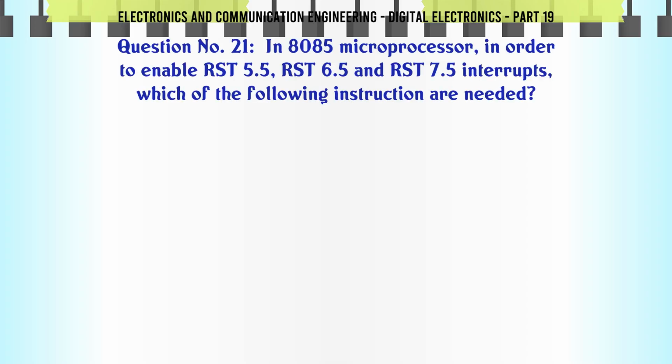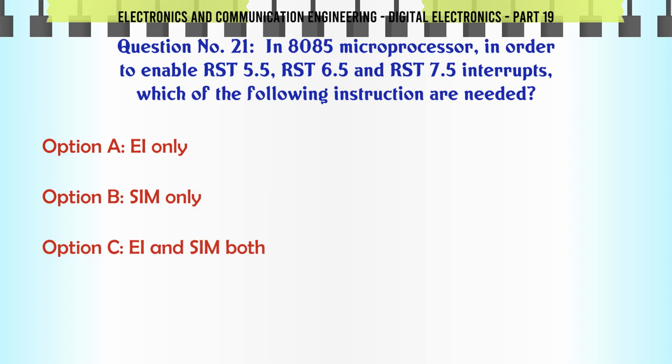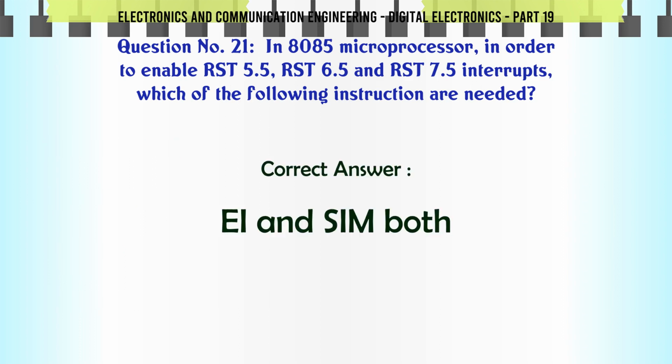In 8085 microprocessor, in order to enable RST 5.5, RST 6.5 and RST 7.5 interrupts, which of the following instructions are needed? A. EI only, B. SIM only, C. EI and SIM both, D. None. The correct answer is EI and SIM both.